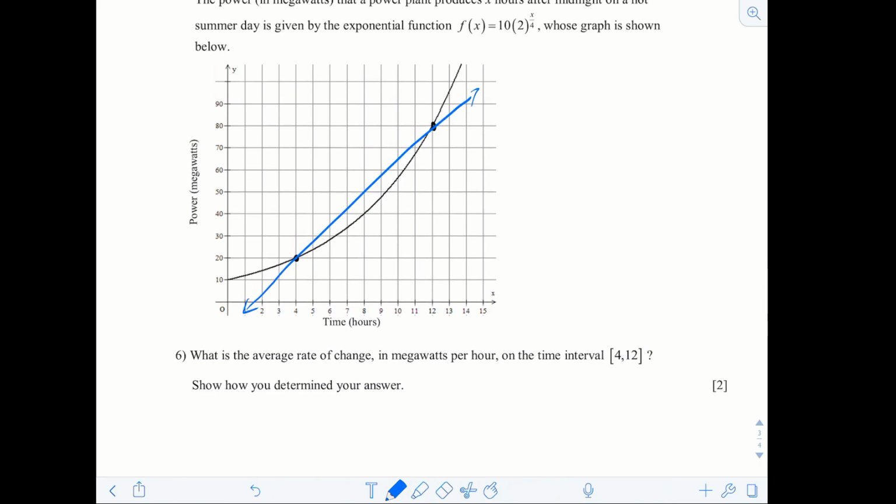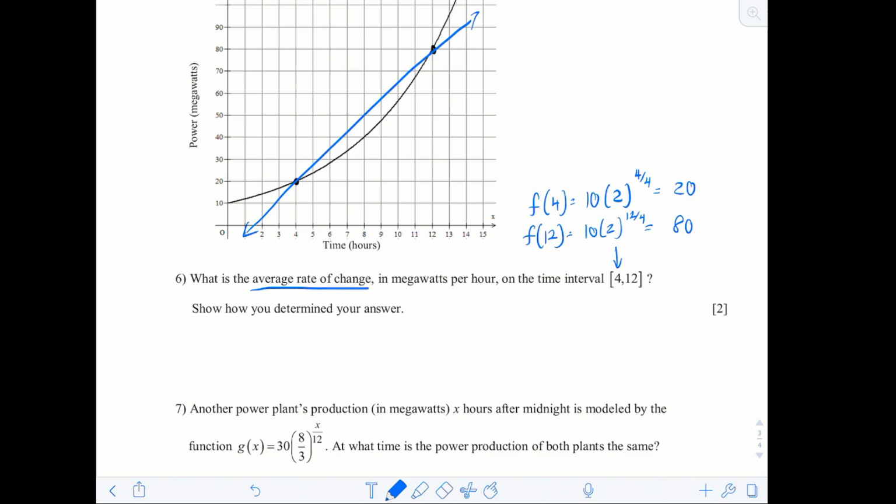What we want to do is plug 4 into that equation. So we want to say f of 4 is equal to 10 times 2 to the 4 over 4, which in this case is going to give us 20. f of 12, 10 times 2 to the 12 over 4, which is going to end up giving us 80. And then whenever you see average rate of change, that really just means slope. So average rate of change is y2 minus y1 over x2 minus x1. And so I'm going to write this as 80 minus 20 divided by 12 minus 4, right?